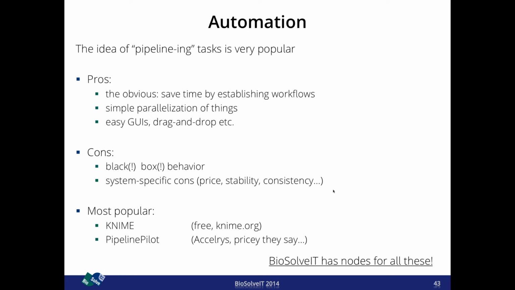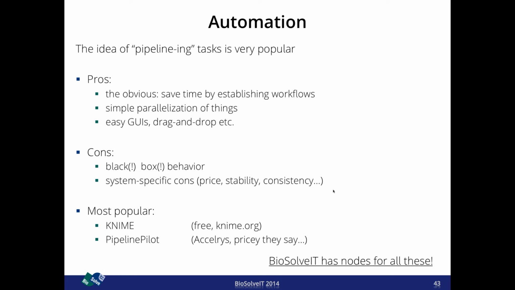So the idea of pipelining tasks that occur over and over is very popular. That's highly understandable. The pros of this is, of course, that people usually save a lot of time by establishing certain workflows that have proven to actually deliver once, and then to pour this into a pipeline somehow. And often also these pipeline technologies allow for simple parallelization of things without having to do the tedious work of hand splitting data, etc. And usually also modern pipelining tools have very easy to use graphical user interfaces, drag and drop is often supported, and so on and so forth.